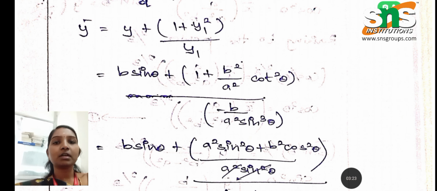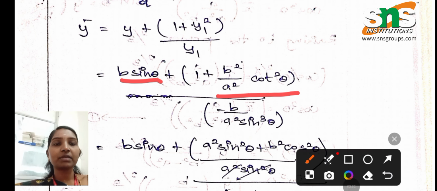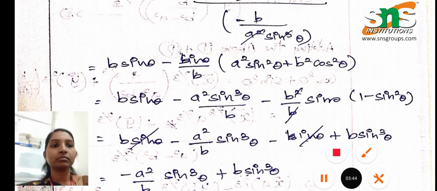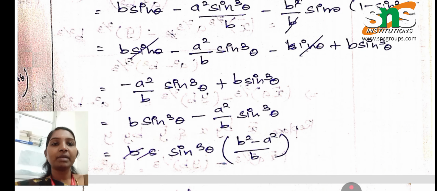Now we are just about to find y bar. y bar is equal to y plus (1 plus y1 squared) by y2. Now what is y? y is b sin theta, and y1 is b by a into cos theta, so y1 squared is b squared by a squared into cos squared theta, and y2 is minus b by a squared into sin cube theta. On simplifying this, we will have the final answer as minus a squared by b sin cube theta plus b into sin cube theta, and on simplifying it, we will have the remaining terms as sin cube theta into b squared minus a squared divided by b.